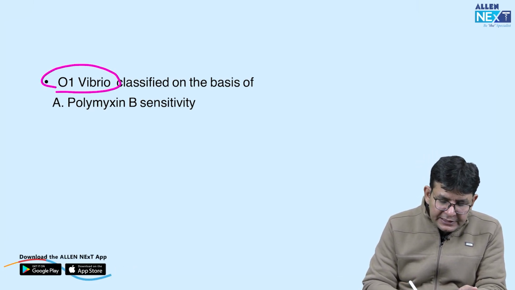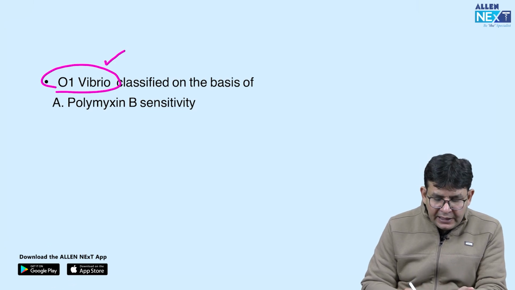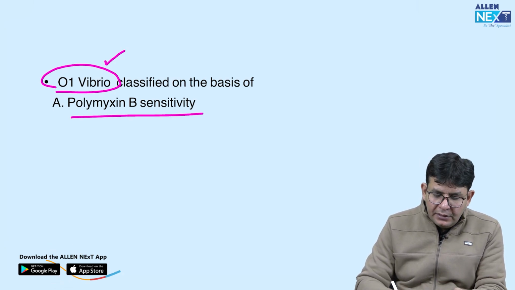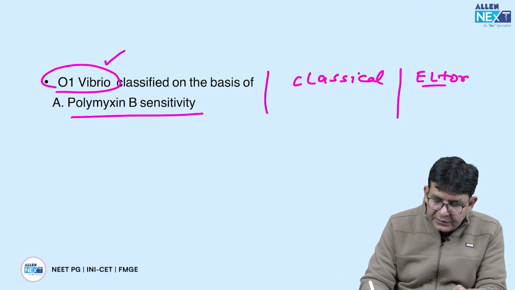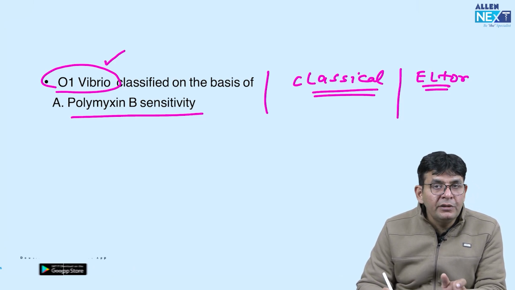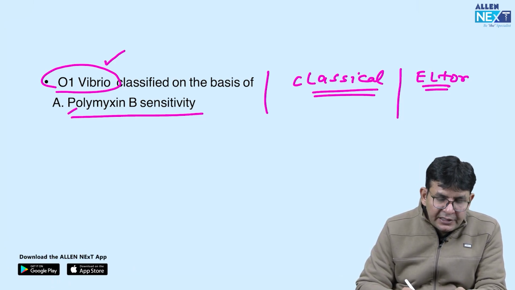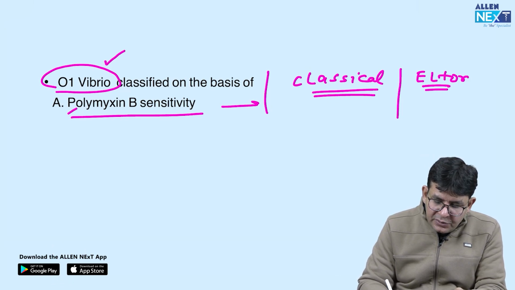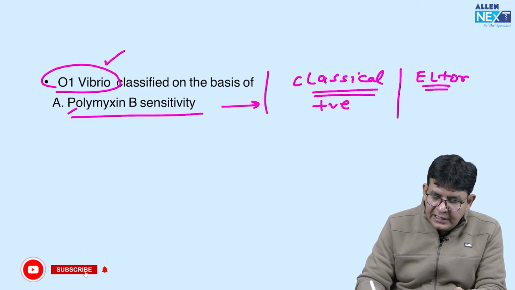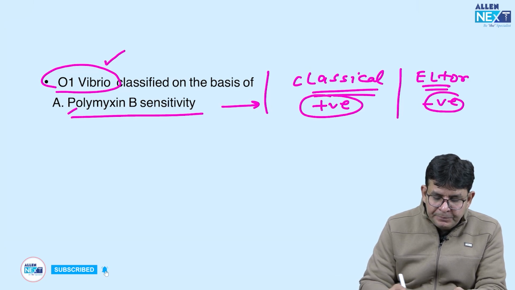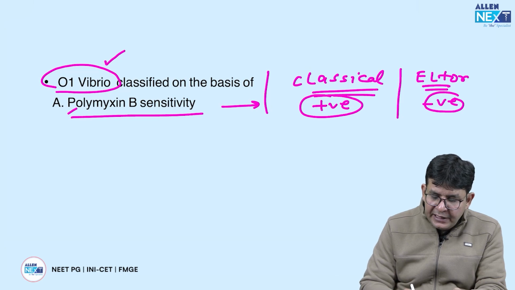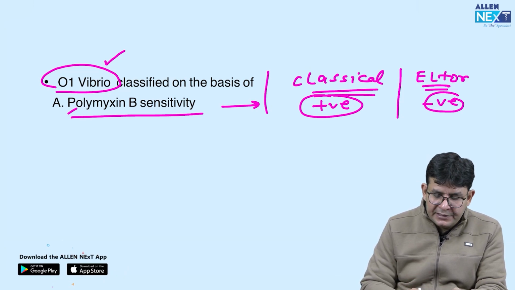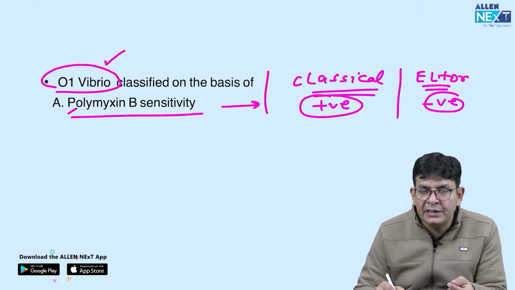Somebody told me that something related to Vibrio, the difference between classical and El Tor, came up. Do tell me whether it was there in the exam, how to differentiate between them. So obviously you do this particular test, polymyxin B. Polymyxin B sensitivity is positive in the case of classical and negative in the case of El Tor. It means polymyxin B kills classical Vibrios, and El Tor is not killed by polymyxin B, so it is resistant to it. That you need to know.